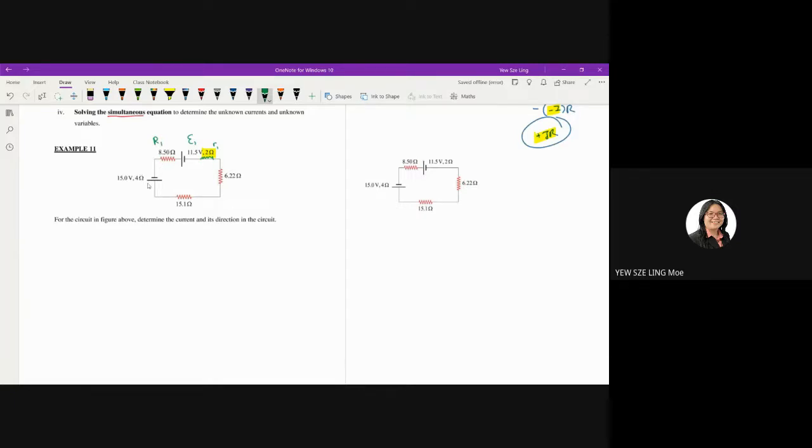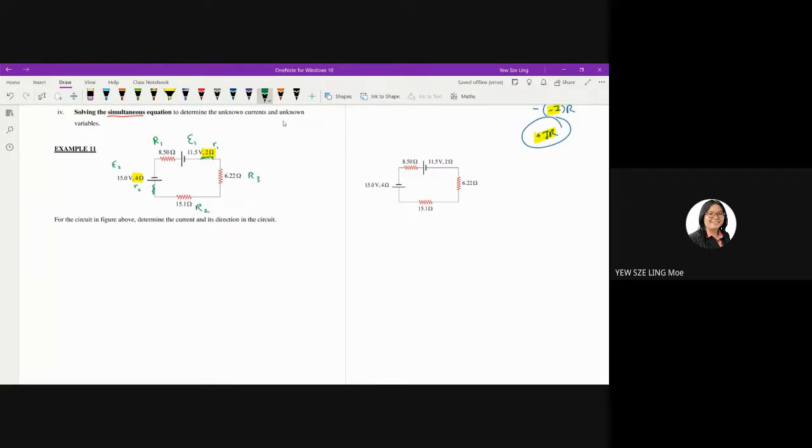And then here I have another battery. Once again, it comes with a 4 ohm internal resistance. So I have EMF2 and I have r2. And this r2, again, I'm going to treat it just like any other resistor. So 15.1 ohm, this is my R2. 6.22, this would be my R3. So I'm done analyzing my diagram. I'm done checking how many components I have and what values I have.